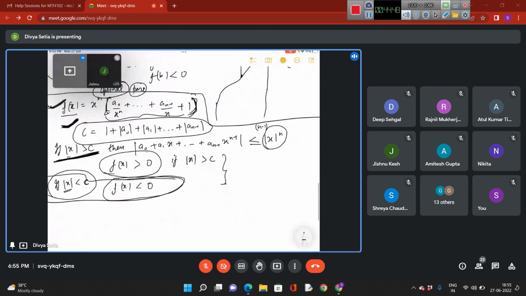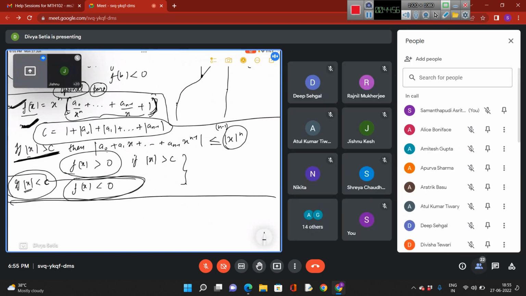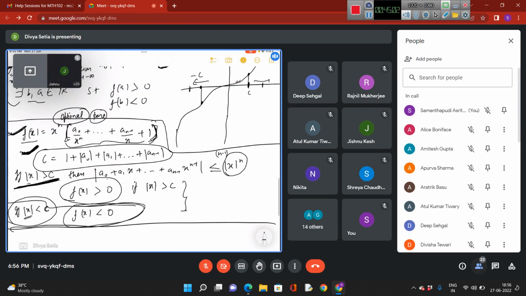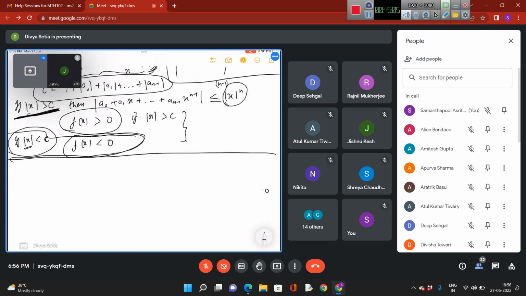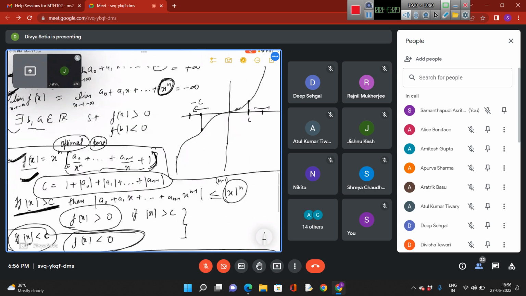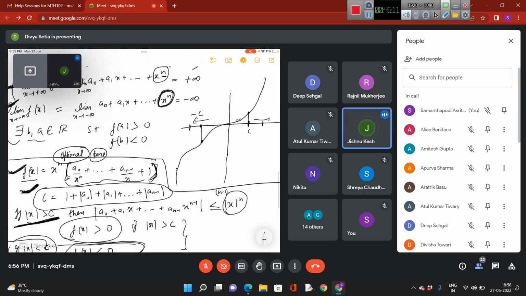I have even given you a number, how to proceed, how to construct this thing. Put condition on your x, you will get the answer. Fine, so let's not waste more time on this problem. At least the idea is clear, Jishnu? Somewhat, yes.